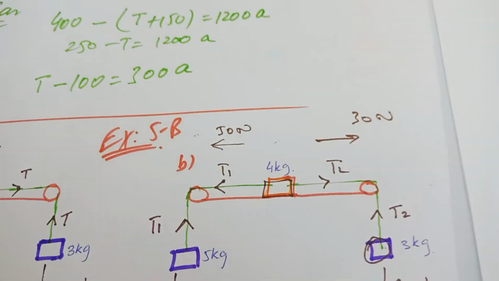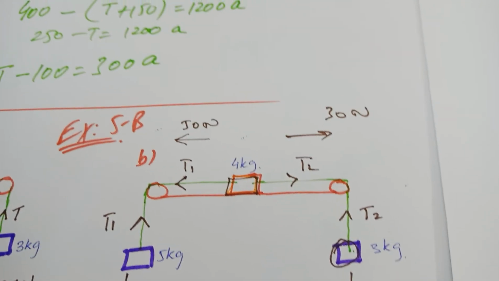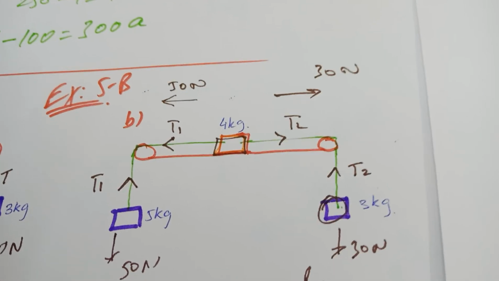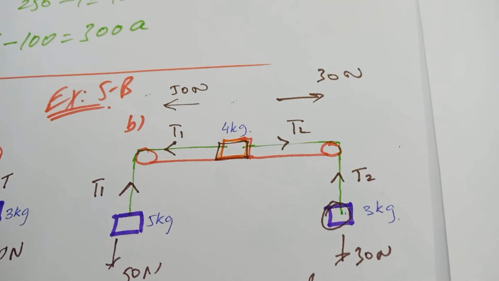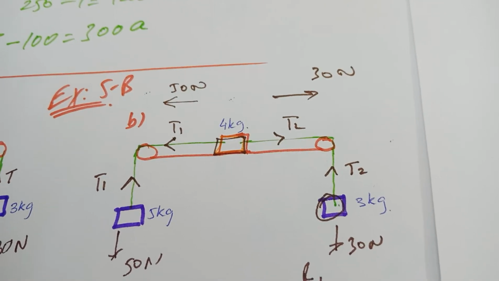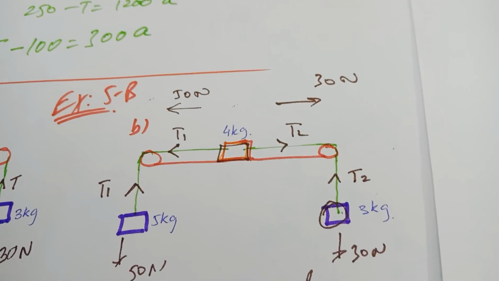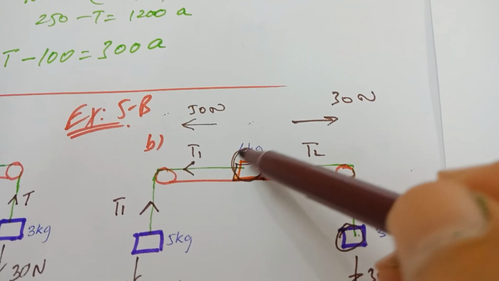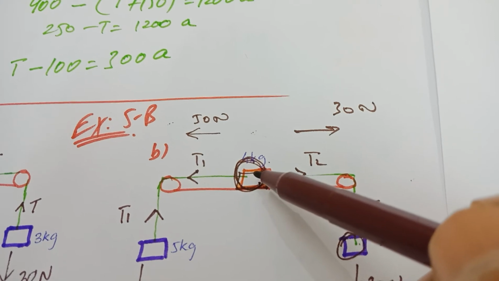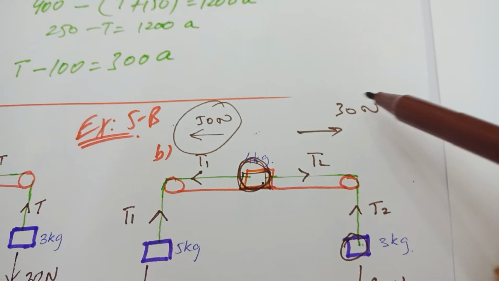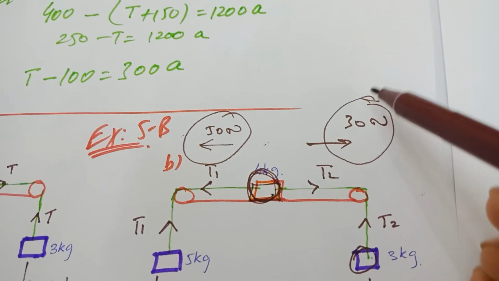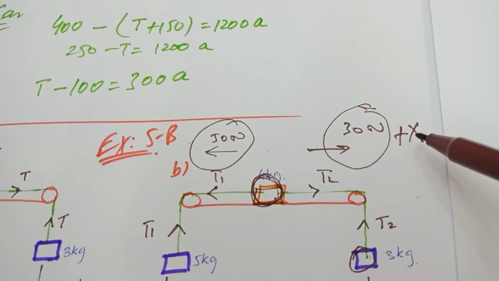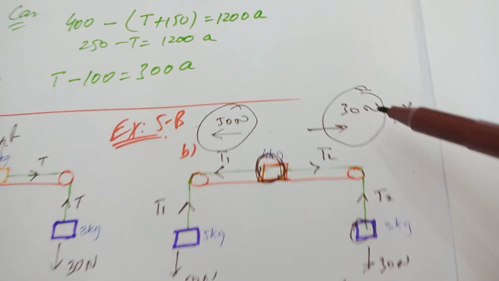This is 30 newtons. So guys, in which direction do you think the friction is acting? Towards the 5 kg block or towards the 3 kg block? Yeah, towards the 3 kg block, because this block, again, is at rest. This is not moving. So this 50 can only balance this 30 if there is that plus X over here. So this X is definitely going to be 20 newtons.